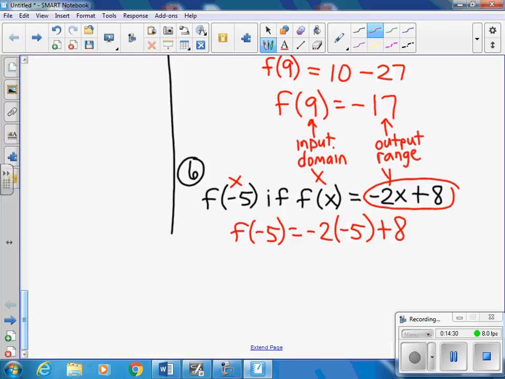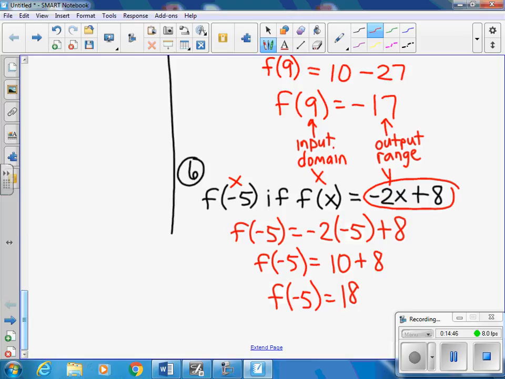Okay, and then we're going to do our order of operations. Multiplying has to go first. So f of negative 5 equals positive 10 plus 8, which means f of negative 5 equals 18. Okay, so the math is really the order of operations, but you've got to plug in the number correctly to make it happen.